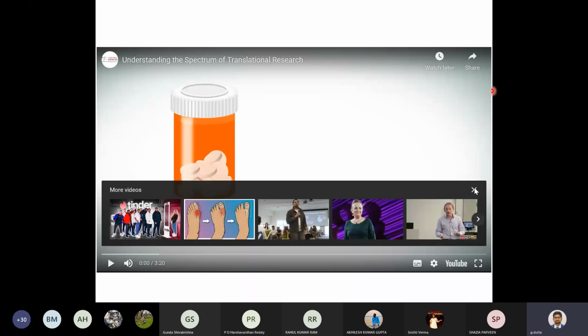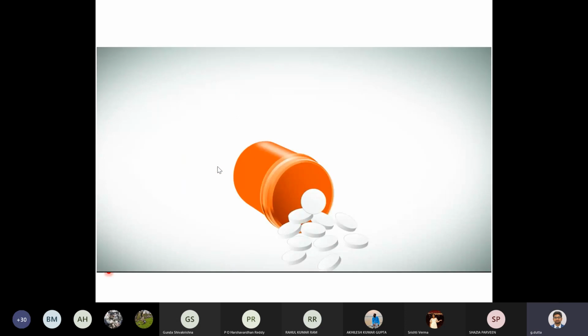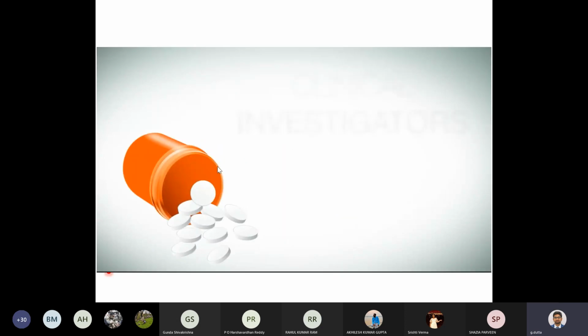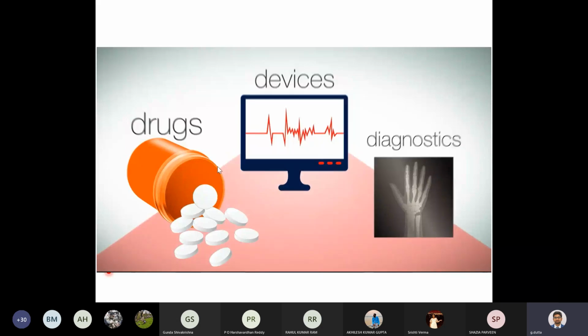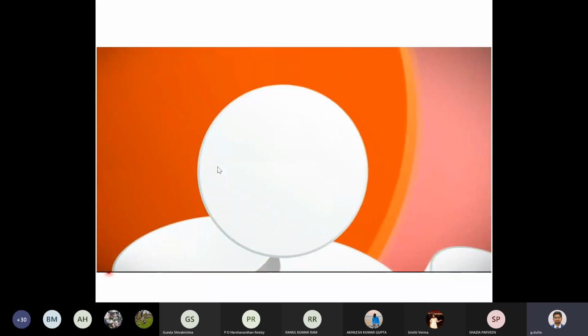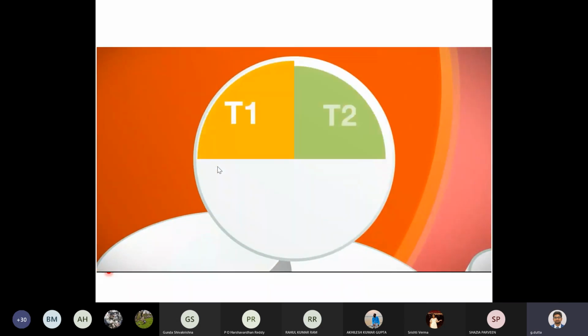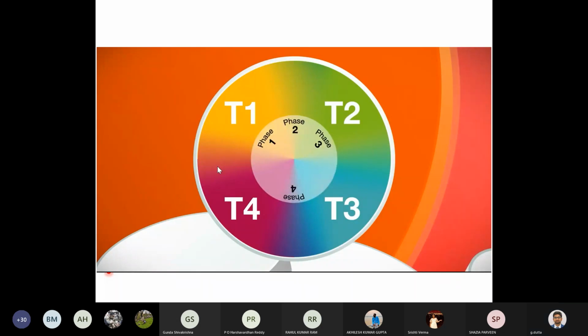Opening a pill bottle and reaching for a medication is easy to take for granted. This simple act is made possible by the work of clinical investigators. But how do treatments such as drugs, devices, and diagnostics develop from an experiment on a lab bench to a product that improves patient health? The process of bringing a discovery from bench to bedside is called clinical and translational research. Clinical and translational research can be divided into 4 phases or T domains. Each has its respective characteristics, but many researchers believe that their work overlaps into multiple domains. The phases of the T domains are different than the phases of clinical trials, but they follow a similar path.